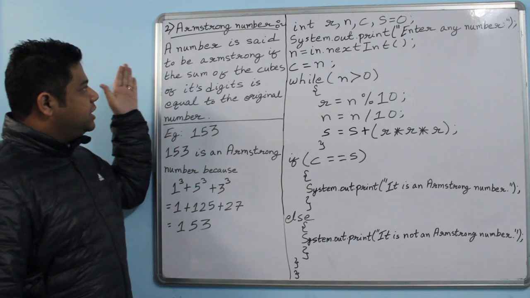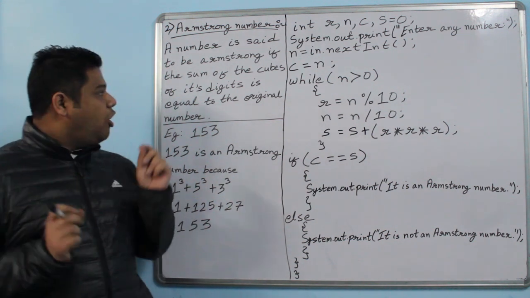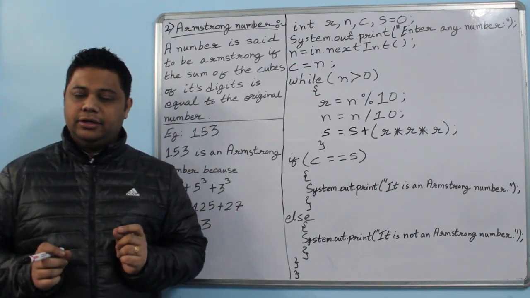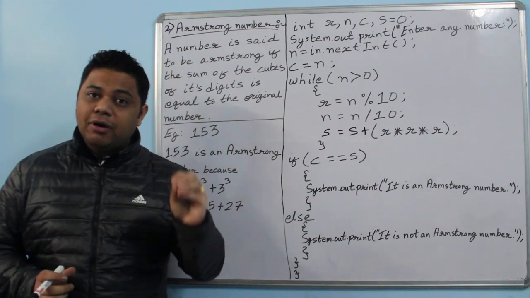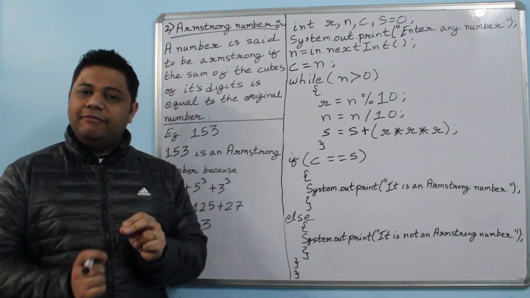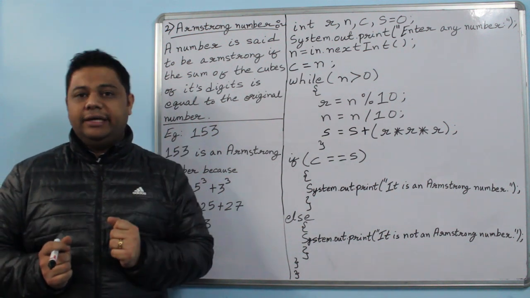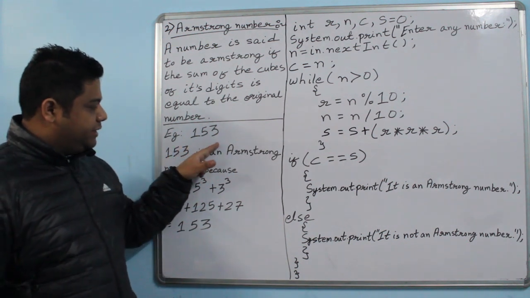Armstrong number, the definition: a number is said to be Armstrong if the sum of the cube of its digits is equal to the original number. So this is the definition. So basically we have to take out the digits and then find the cube of each of the digits, and then add them and check whether they add up to the number itself.